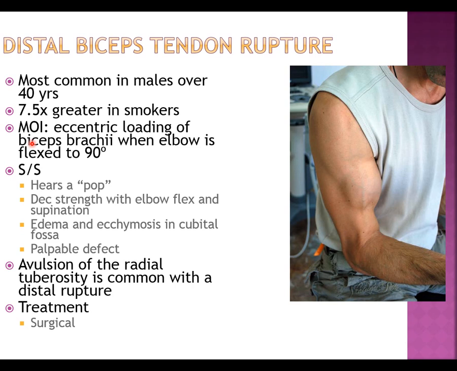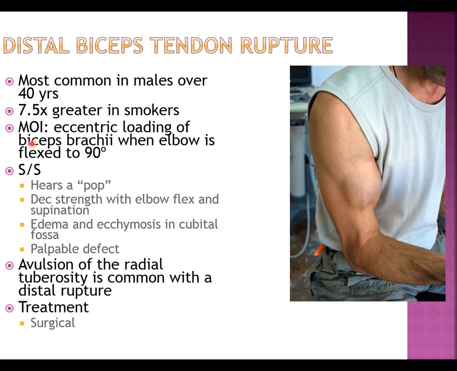Obvious, a ton of ecchymosis and edema in the cubital fossa and a palpable defect. So when you do palpate in that cubital fossa, you will not feel the bicep brachii tendon. Because this is a very strong tendon, we often also see an avulsion fracture.